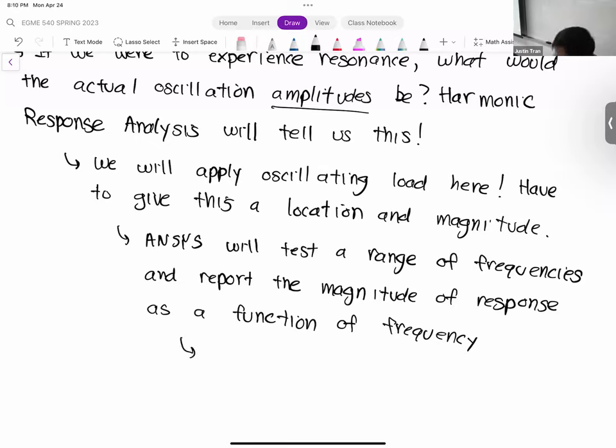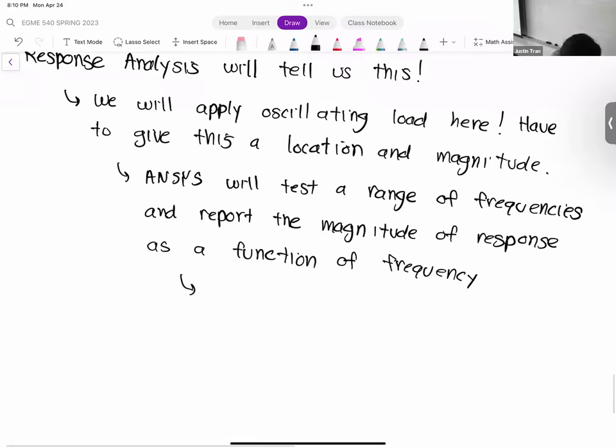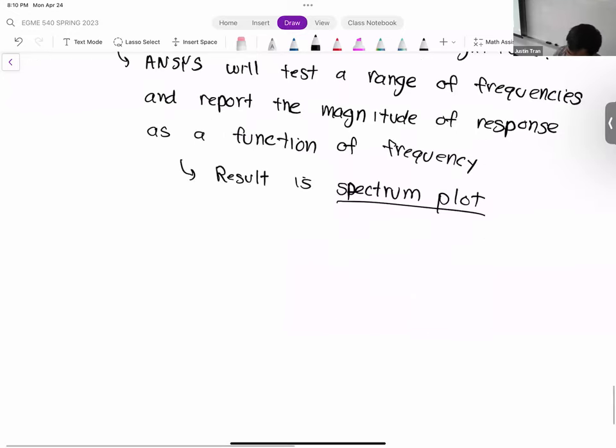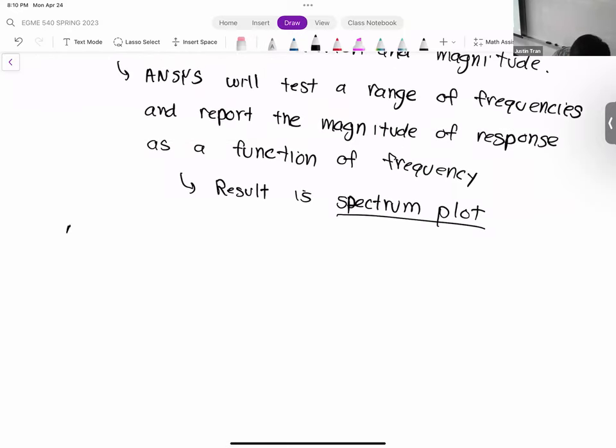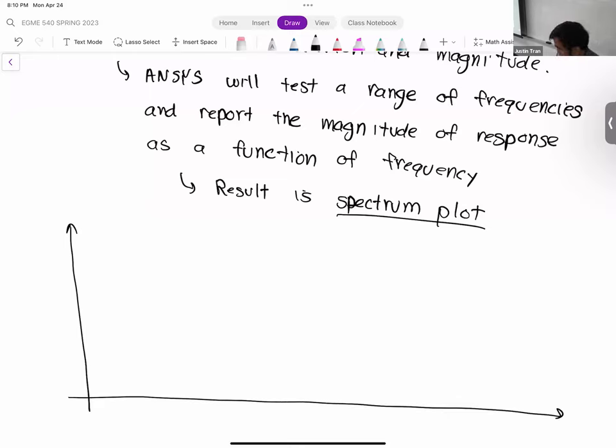All right, so the result of this is something known as a spectrum plot. It basically looks something like this. It's a typical 2D plot. On the horizontal axis, we're going to have frequency, and on the vertical axis, we're going to have deformation, or deformation magnitude, I should say. In reality, the plot is going to be more messy than this, but I'm going to show you a clean version just to illustrate the most important features. It might look something like this.